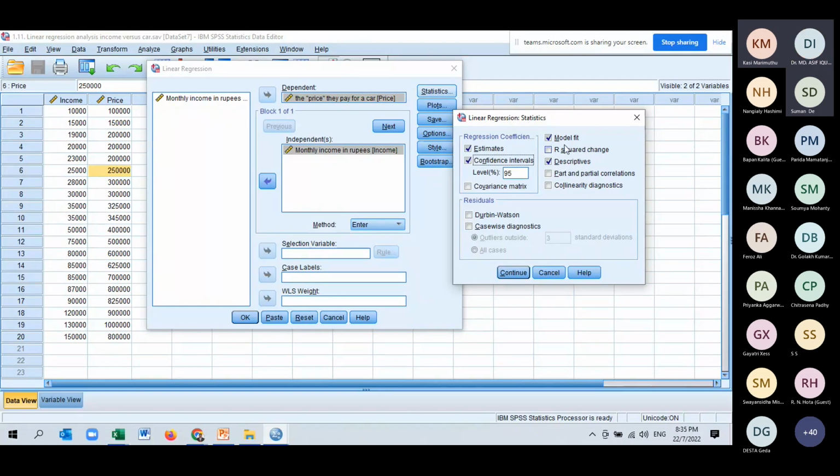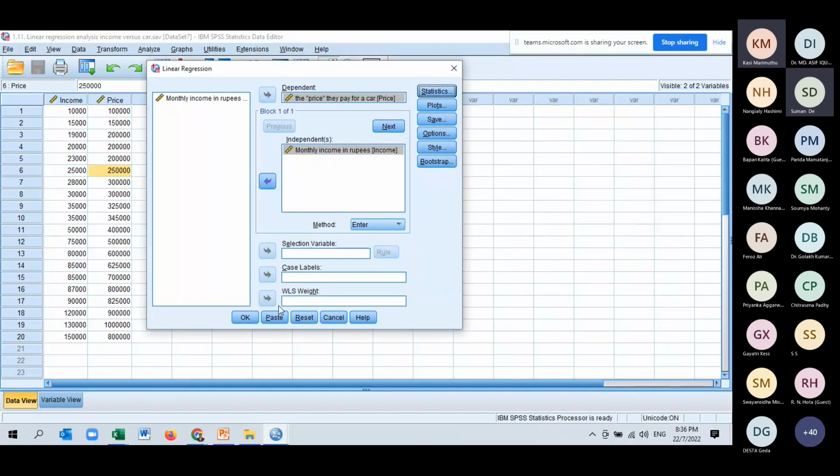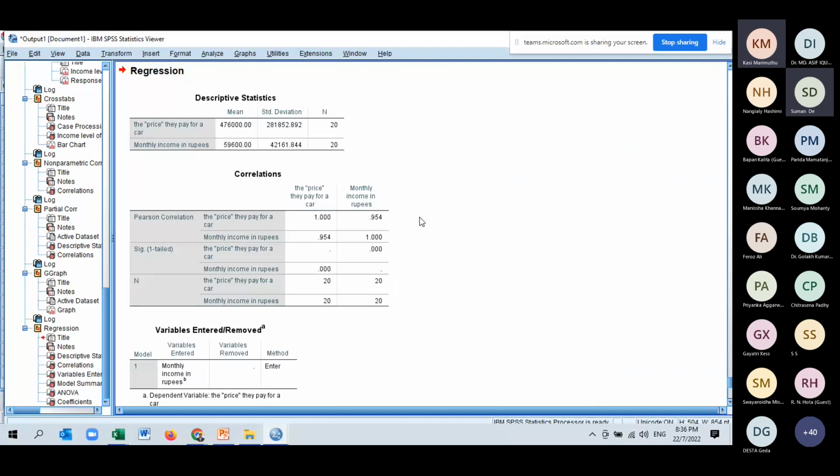In statistics, what should I choose, sir? In statistics, choose estimate, confidence interval, descriptive. Continue, then click OK. You will get the output. Please tell me whether you got the output.